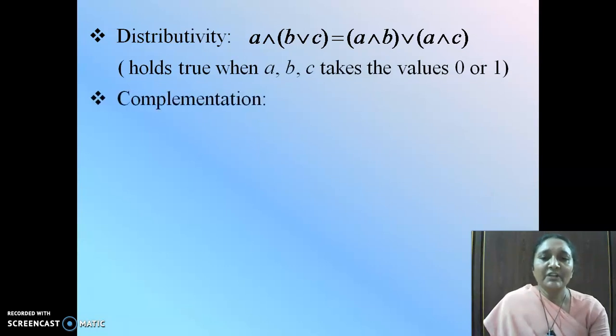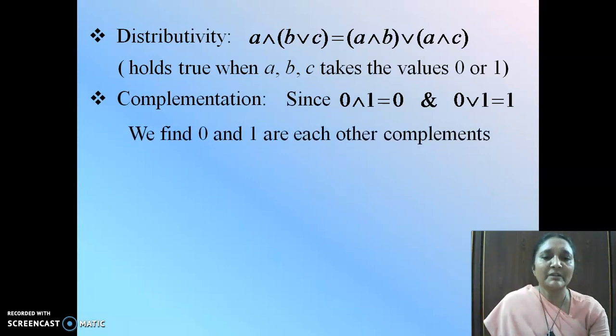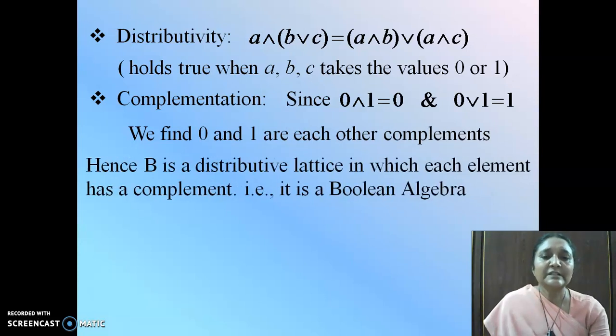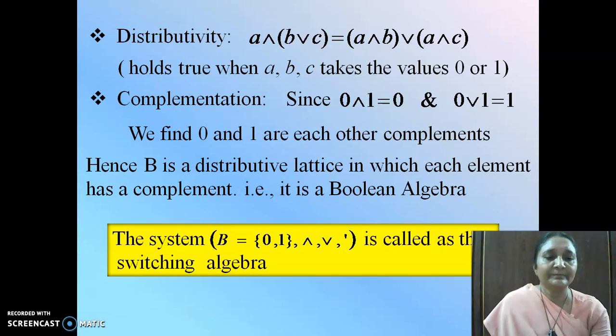Finally, complementation. Since 0 meet 1 is equal to 0 and 0 join 1 is equal to 1, we can say 0 and 1 are each other's complements. Hence, B is a distributive lattice in which each element has a complement. That is, it is a Boolean algebra. The above system that we have discussed so far is usually called the switching algebra.